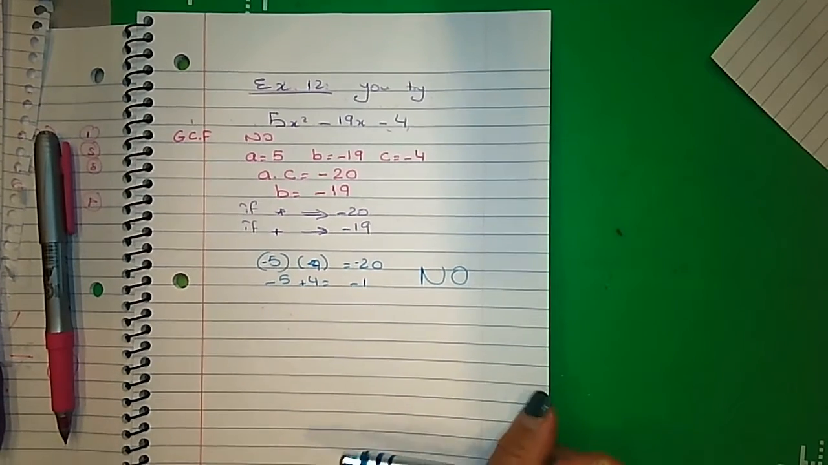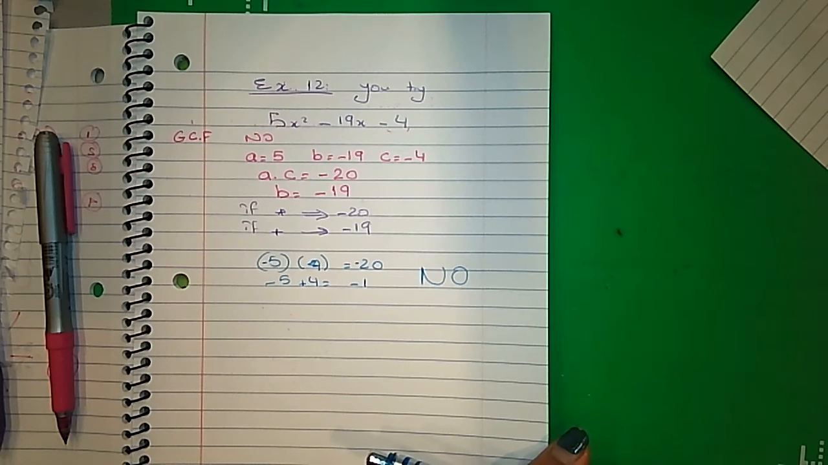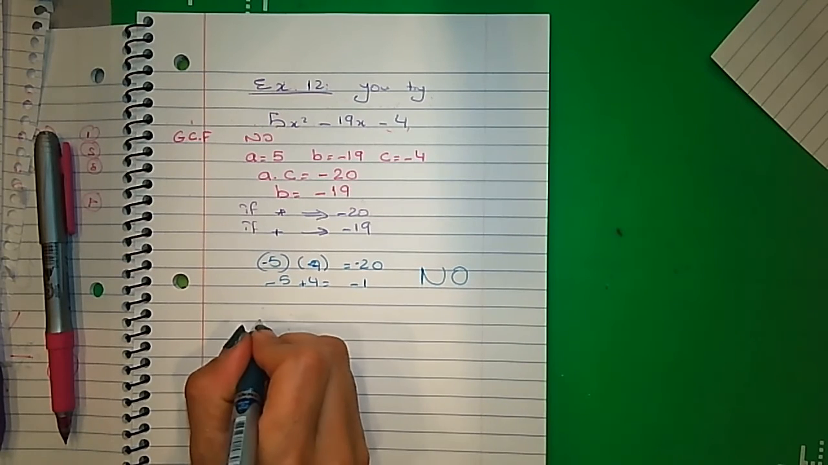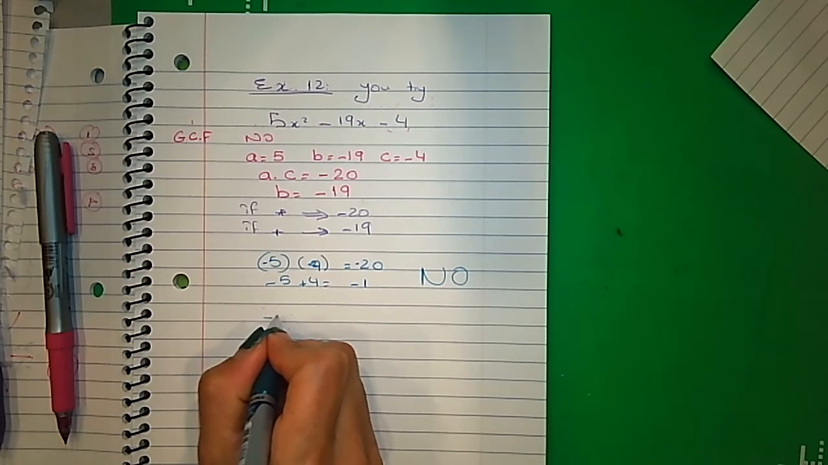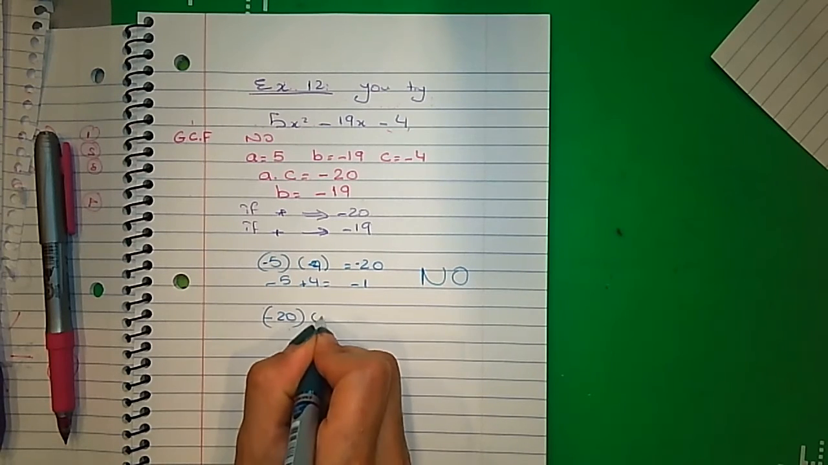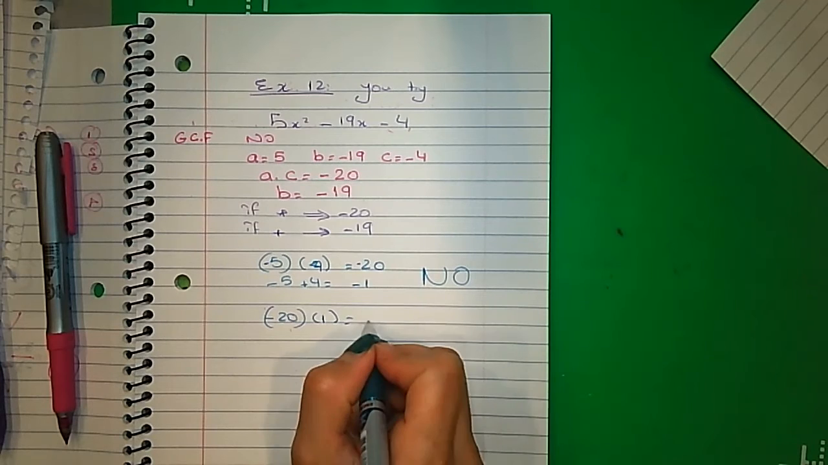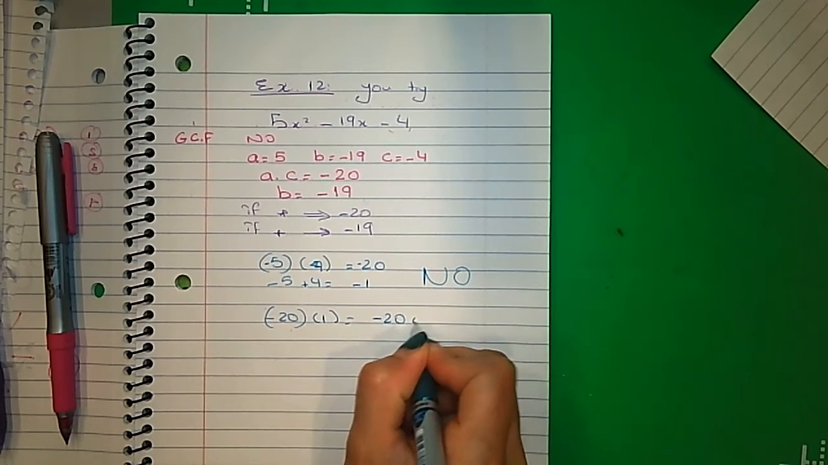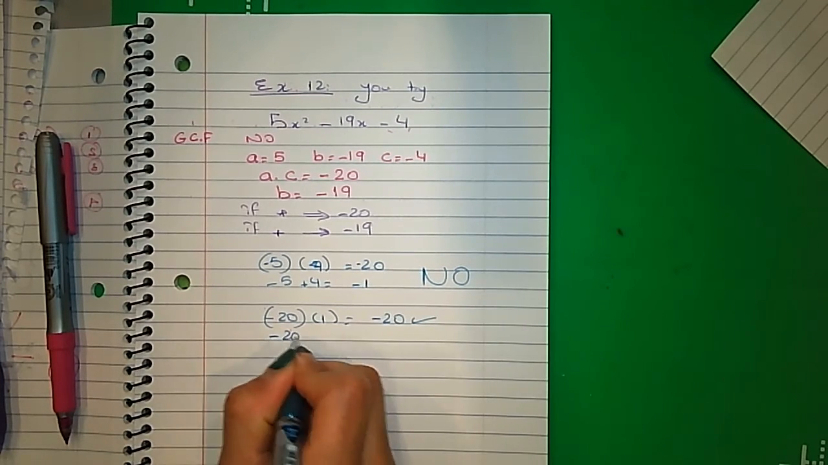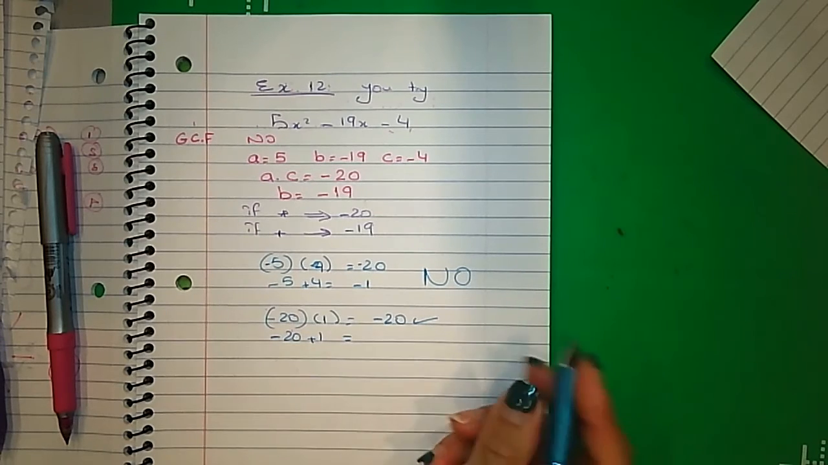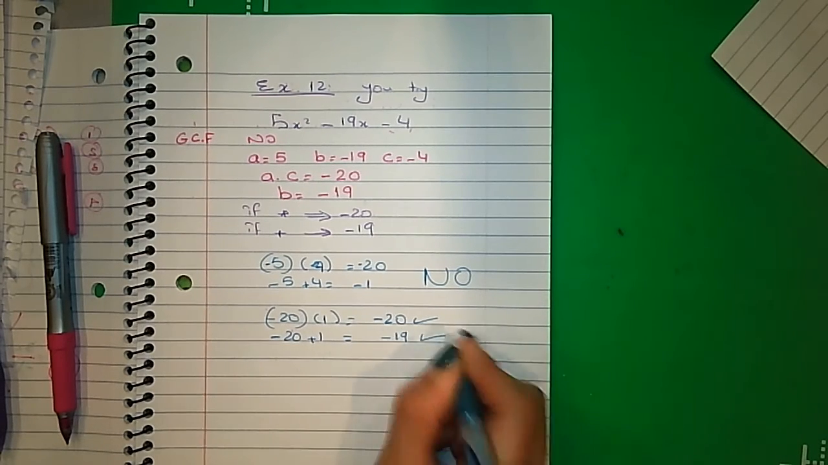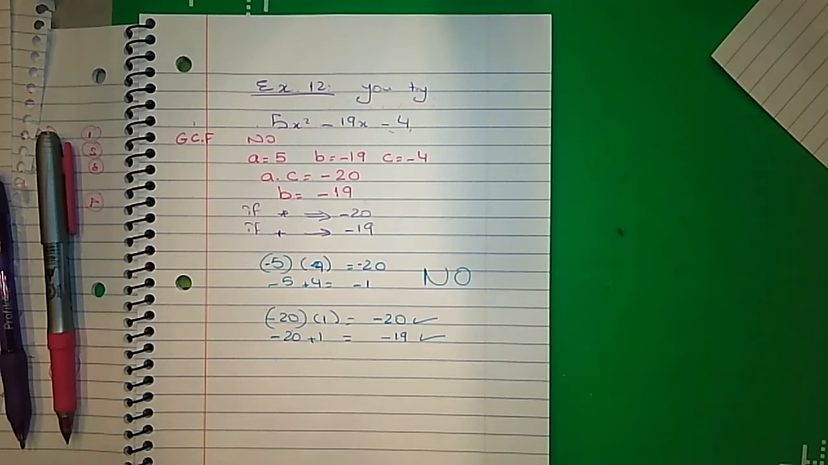So two numbers you multiply, you get negative 20, and if you add them, you will get negative 19. Let me try negative 20 times 1, which is negative 20. So that works. Let me try negative 20 plus 1, which is negative 19. So here we go, we just found our factors.